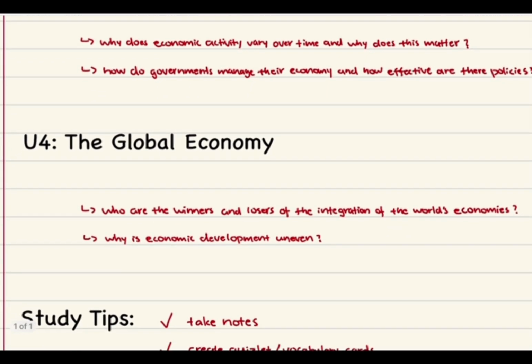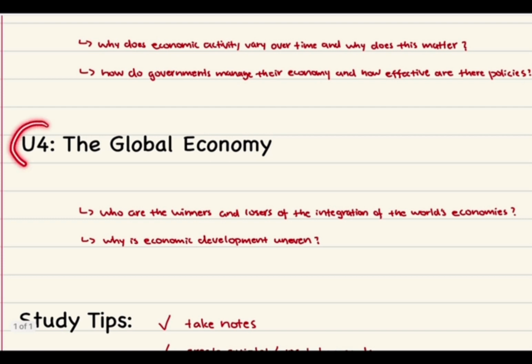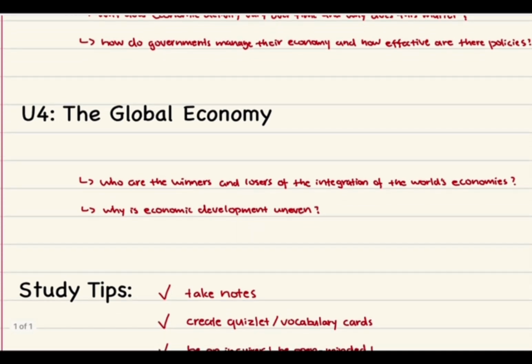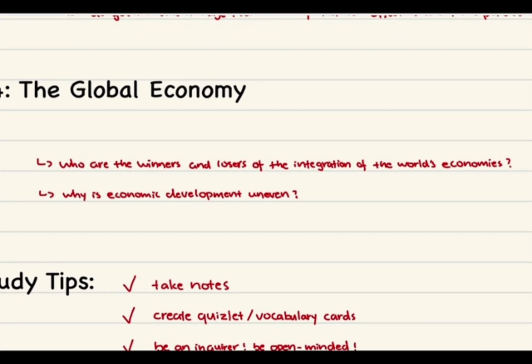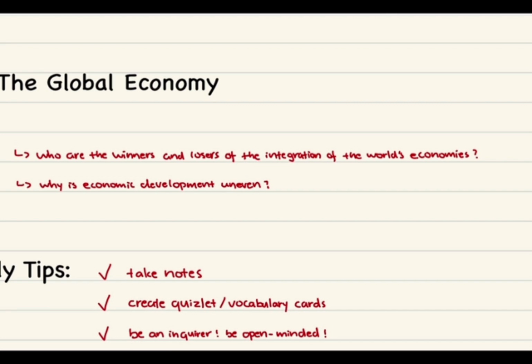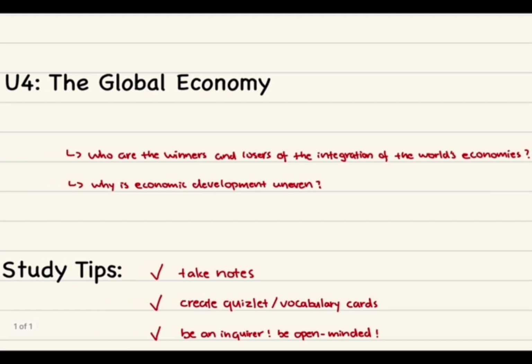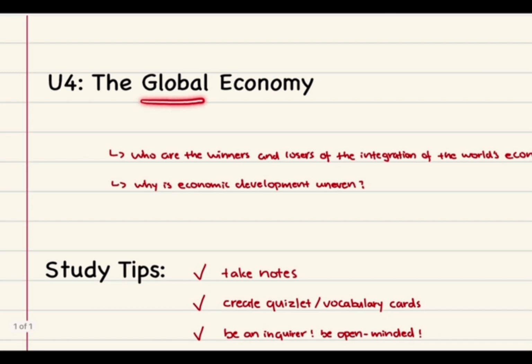The fourth and final unit that will be covered in this course is called the global economy. And this is another progressive step towards a larger and broader scope of economics. The 2 questions that will be covered in this unit include: who are the winners and losers of the integration of the world's economies? And why is economic development uneven? We will look at economics from a global perspective.